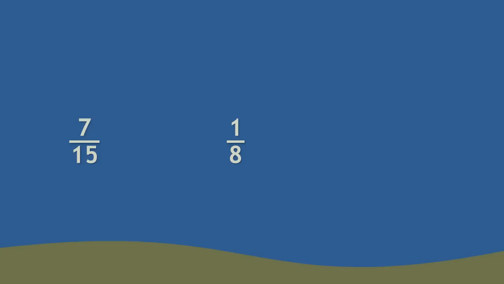Okay, so let's take a look at these. What would be the reciprocal of 7/15? Well, the reciprocal of 7/15 is 15/7. Write down the reciprocal of 1/8. The reciprocal of 1/8 is 8/1. Now what about a whole number? What if I told you to write the reciprocal of 13? Well, remember, any whole number can be written over 1. And so the reciprocal of 13 would be 1/13.